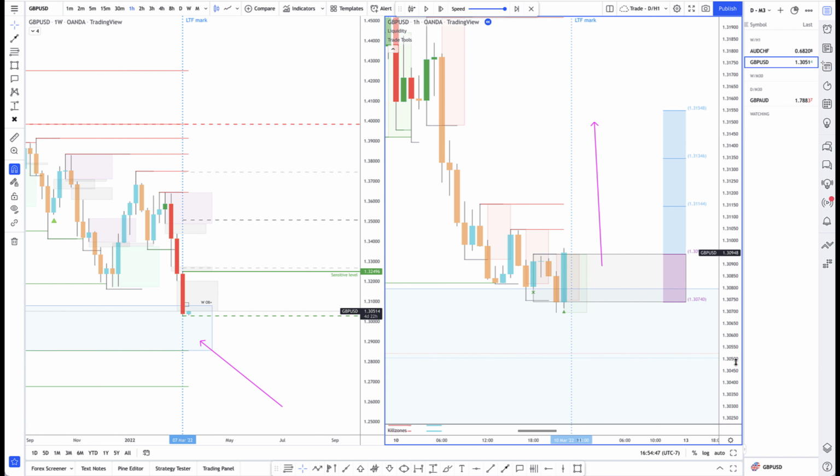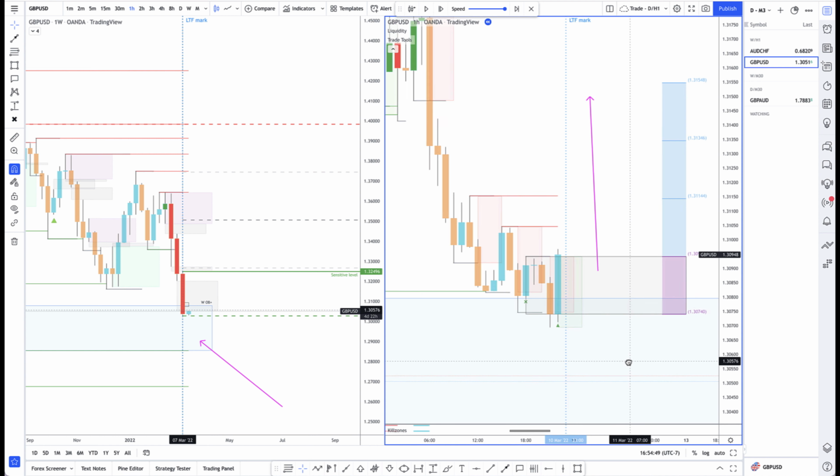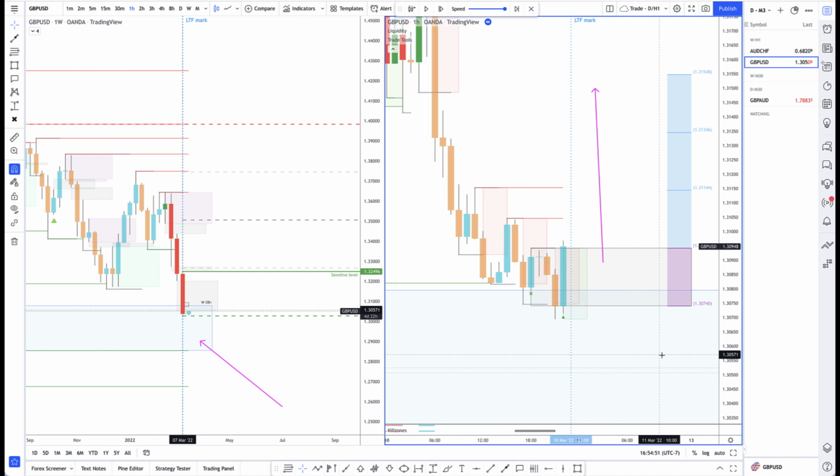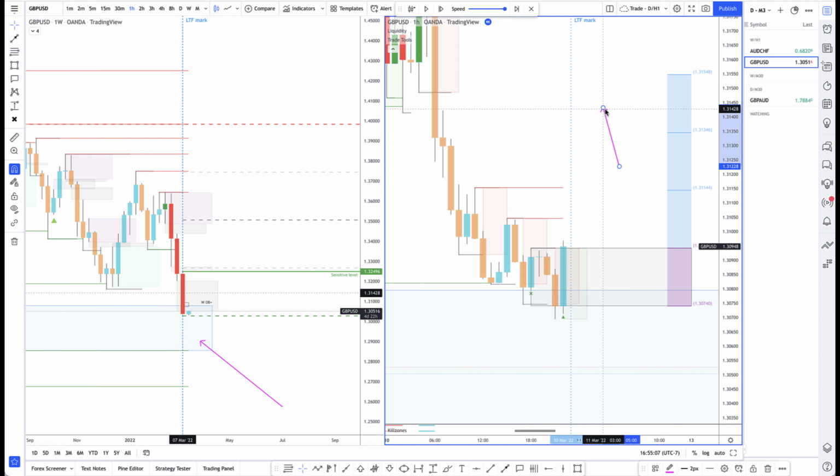Obviously, this was again a counter trend trade, and GBP versus USD, I should have thought about it ahead of time. USD is in demand right now. Nobody wants to touch euros, so obviously GBP is going to sell off. And you can see I got brutally punished by the market for that.